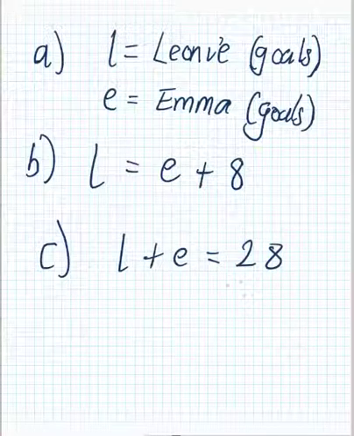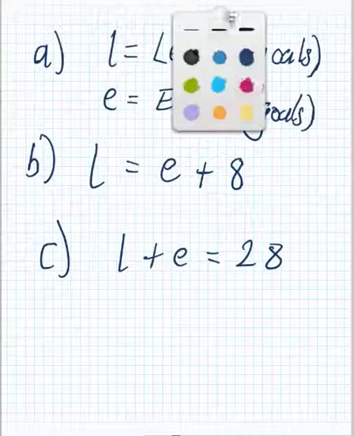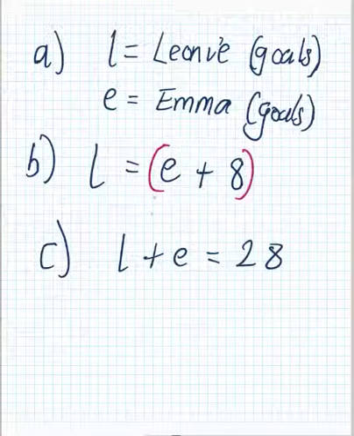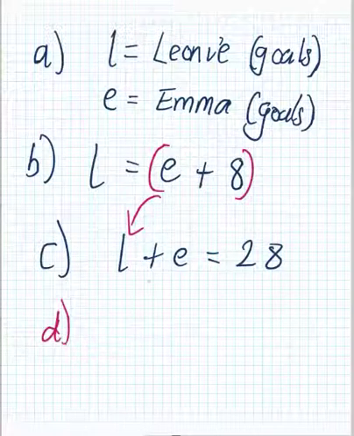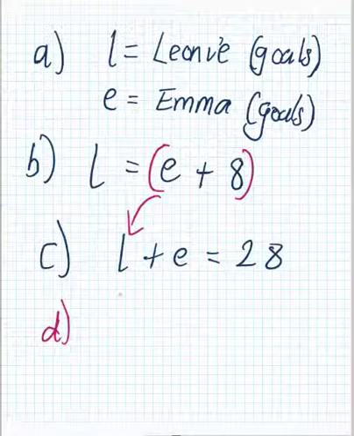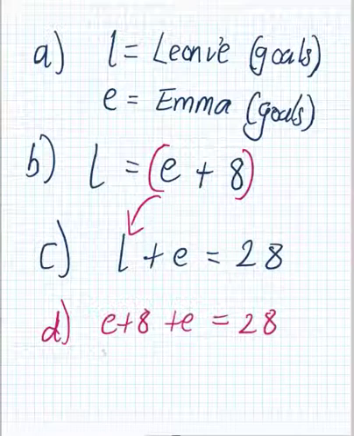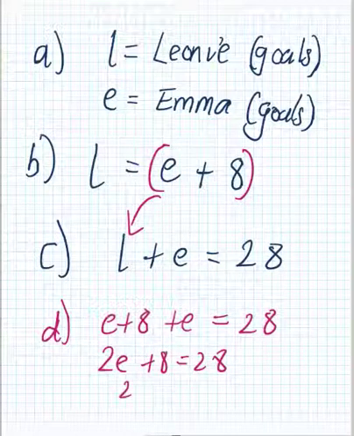The other thing is, we can't solve this just yet because we have L and E, two unknown variables. But we know that L equals E plus 8. So I can just replace or substitute L for E plus 8. And so I'm going to answer question D, which is to solve the equation and to find out how many goals each girl scored. So instead of L, I've got E plus 8, then plus E equals 28. Simplify, so we've got 2E plus 8 equals 28, minus 8, so 2E equals 20, and divide by 2, E will equal 10.